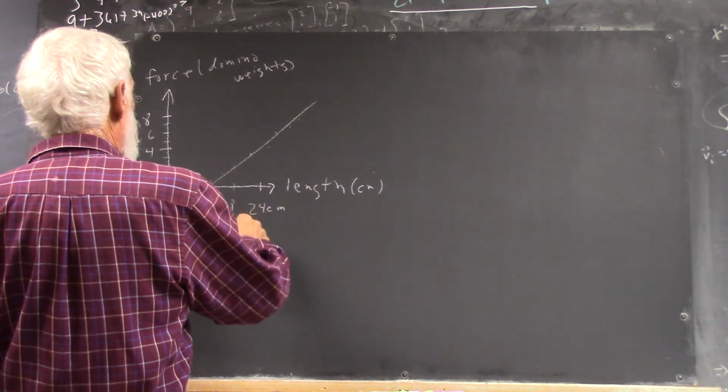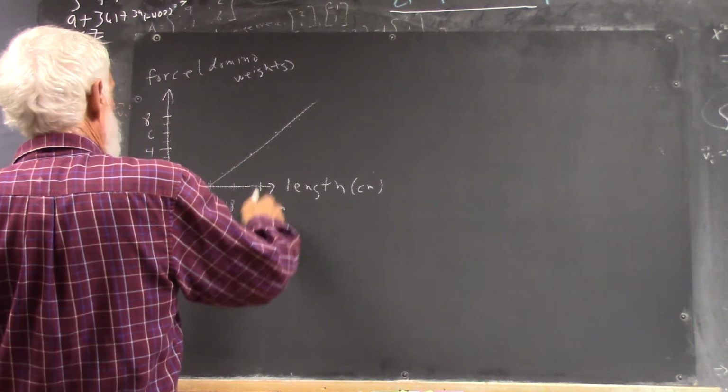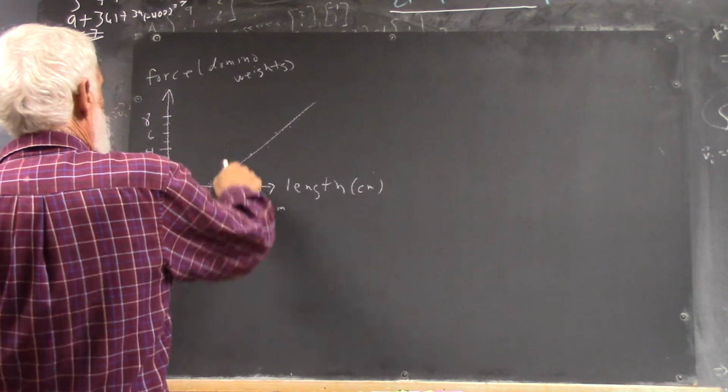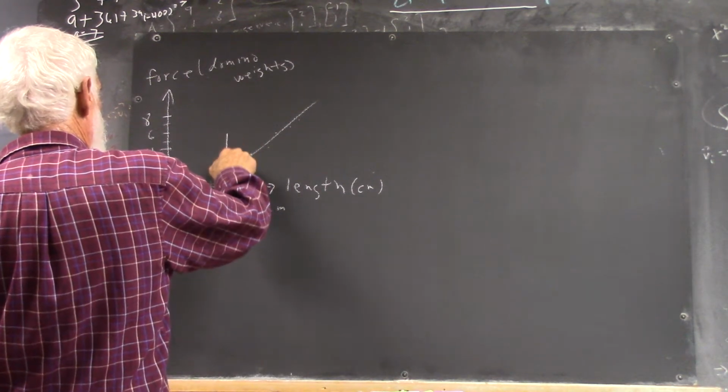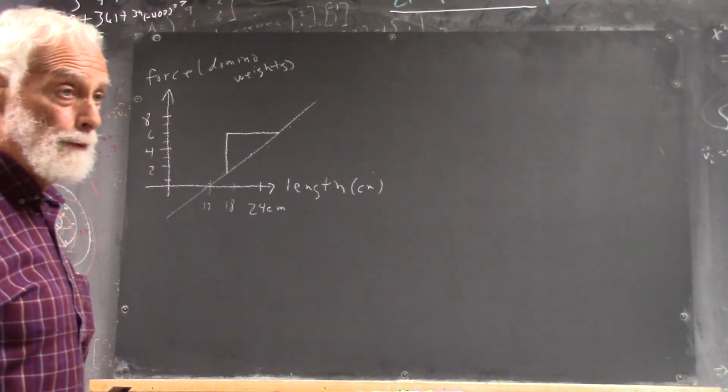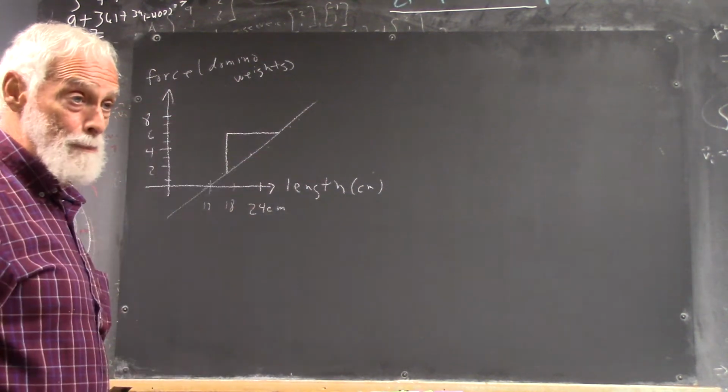You can get the slope of this graph by estimating the coordinates of a point here and a point here. You can take any 2 points on the graph and you can sketch what I call a fundamental triangle. You get the rise and the run.